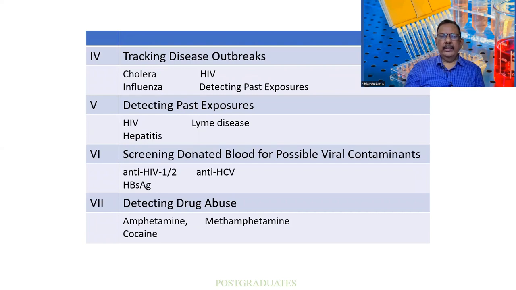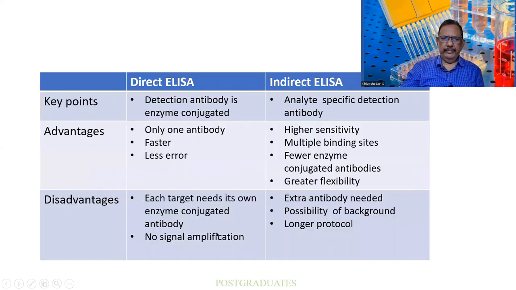Sometimes during an outbreak, this test can be used, for example cholera, influenza, and to detect any case of a past exposure. Detecting past exposures, it can be HIV, hepatitis, Lyme's disease, etc. And screening of donors, as in the case of a blood bank, definitely this is being done for anti-HIV 1 and 2, anti-HCV, HBsAg. Definitely this is a screening method that is being followed in the blood bank. Detecting drug abuse, the quantum of it and the presence can be identified.